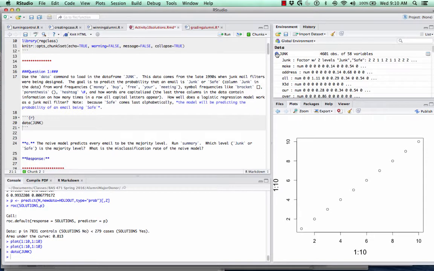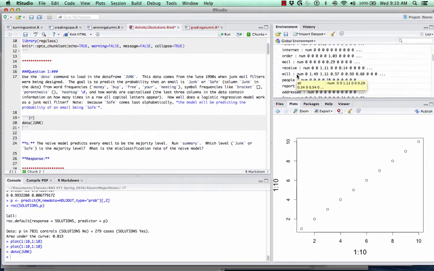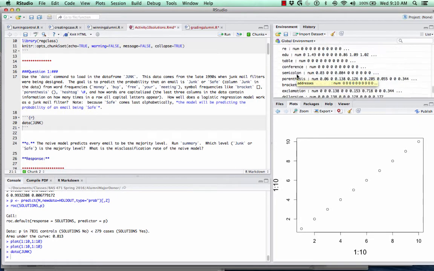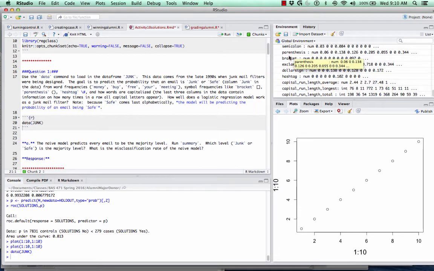If we look at the junk data frame, we see that the variable we're going to try to predict is called junk, and the two levels are junk and safe. By convention, R is going to develop a model that predicts the level that comes last alphabetically. So our model is going to be predicting the probability an email is safe based on these word frequencies, the fraction of words in the email that are these words. Also, if we scan way down, there are some measures about punctuation, the fraction of parentheses, the fraction of hashtags, and the properties of capital run lengths, how many capital letters appear all in a row.